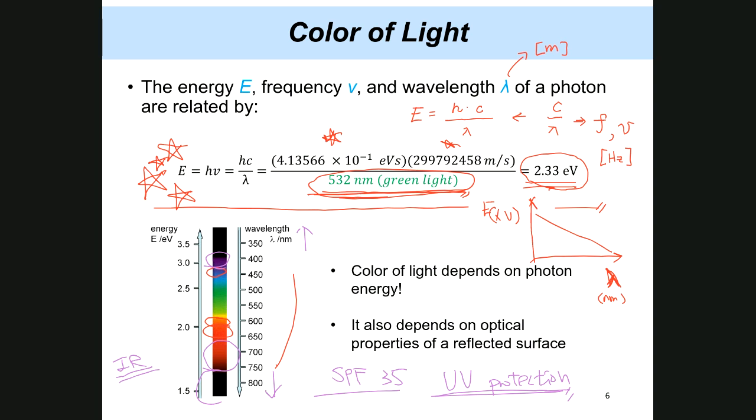Which means that in our body, light with lower energy can penetrate and go through. So you can see that infrared or high wavelength red light can go through the body.